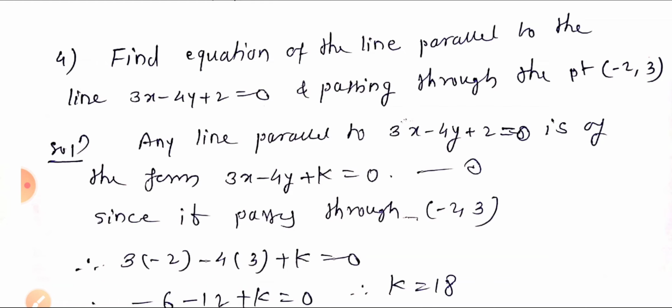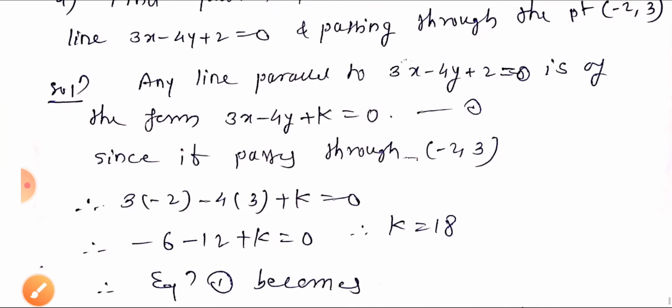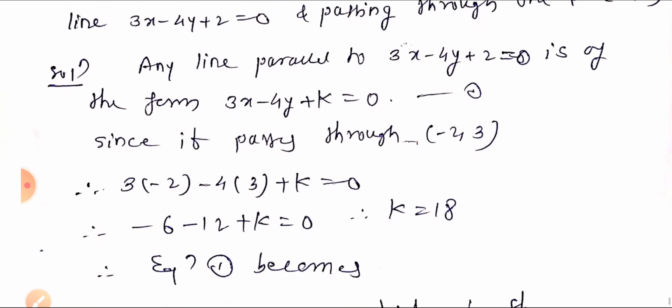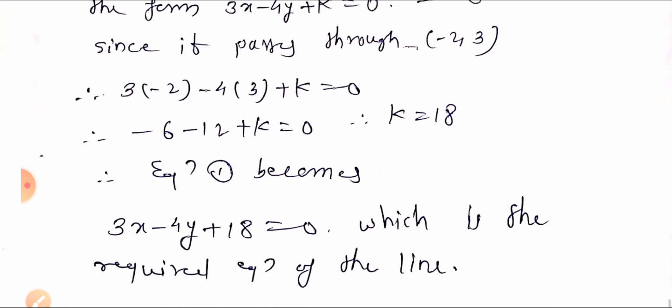Consider this equation 1. If this line passes through the point (minus 2, 3), we substitute x equal to minus 2 and y equal to 3 in equation 1. So we have 3 into (minus 2) minus 4 into (3) plus k equal to 0. Therefore minus 6 minus 12 plus k equal to 0, so it gives k equal to 18. Substituting k equal to 18 in equation 1, we have 3x minus 4y plus 18 equal to 0, which is the equation of the required line. Okay, so we stop here. Thank you.